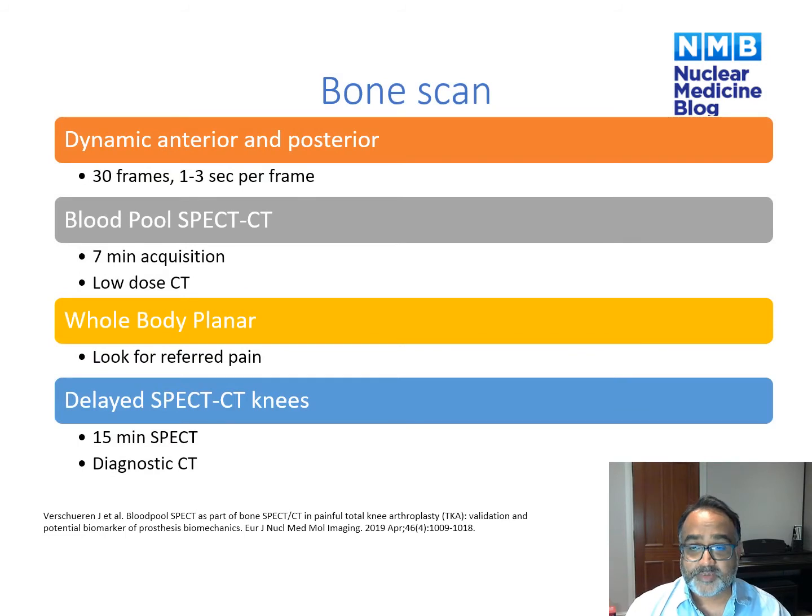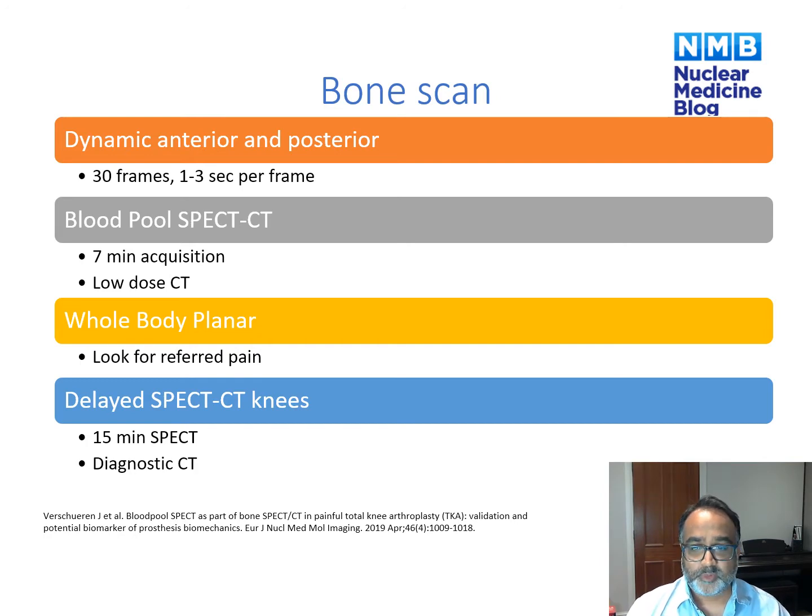This is our standard procedure for imaging the knees. We start off with a dynamic anterior and posterior image, followed by a fast blood pool SPECT-CT acquisition. This is a 7-minute SPECT acquisition and a low-dose CT.